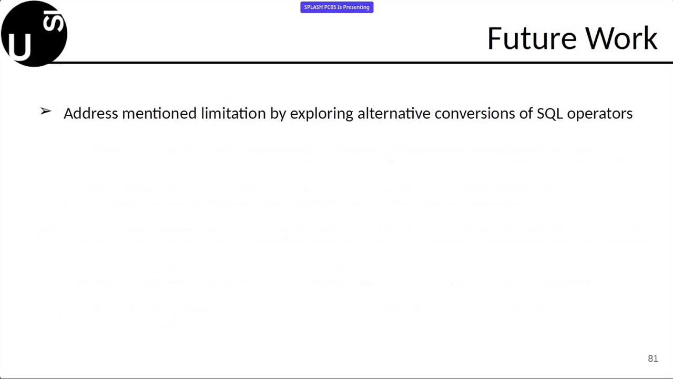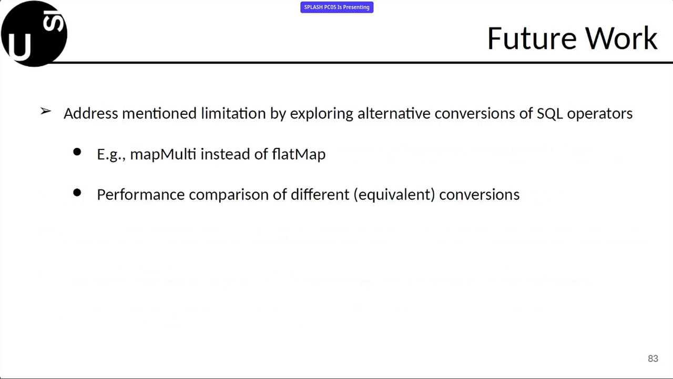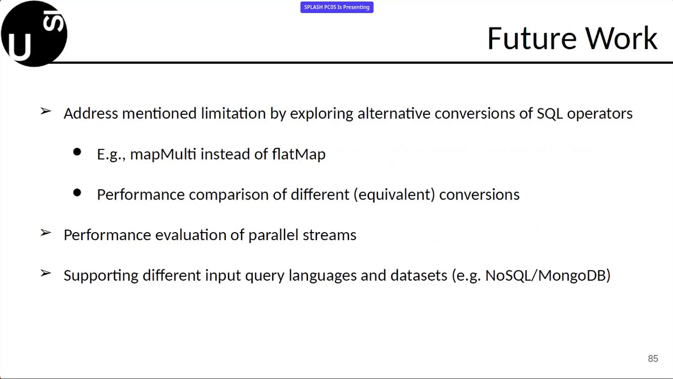As future work, we first plan to address the mentioned limitation by implementing a conversion also for the other missing operations. And this, for example, can be implemented using mapMulti, which is an alternative implementation of flatMap. By exploring alternative conversions, we can also compare the performance of equivalent alternative implementations of the same query. We will also evaluate the performance of parallel streams, since one of the most important benefits of the Stream API is indeed easy parallelization. But we are also interested in supporting different query languages which go beyond SQL.